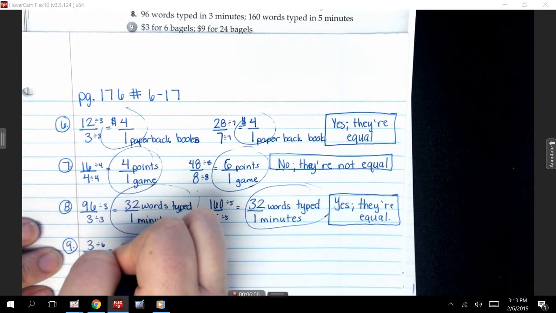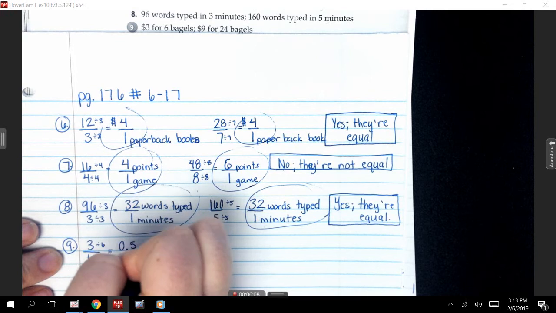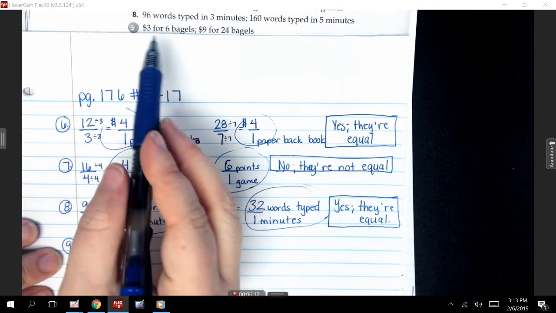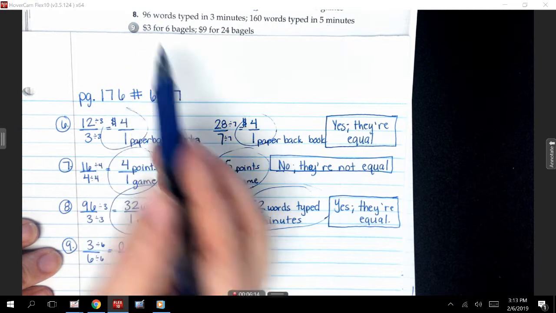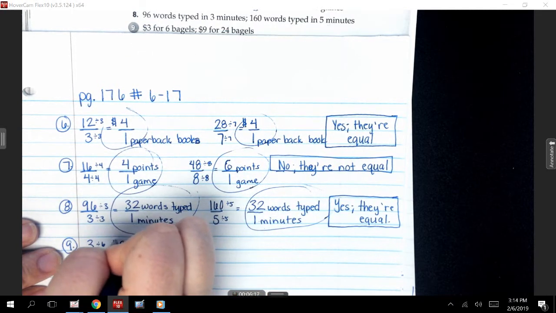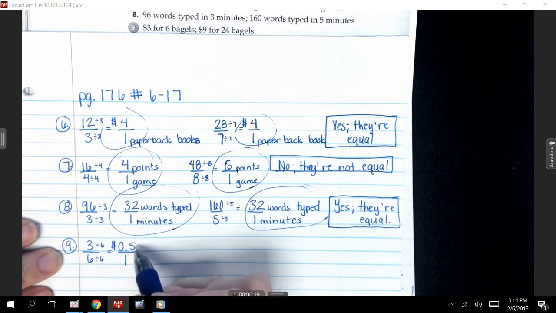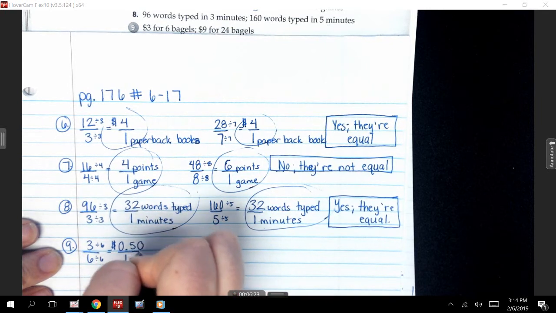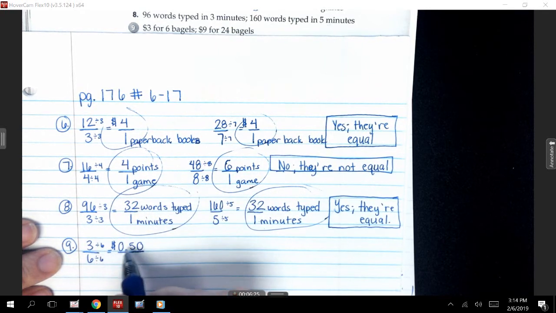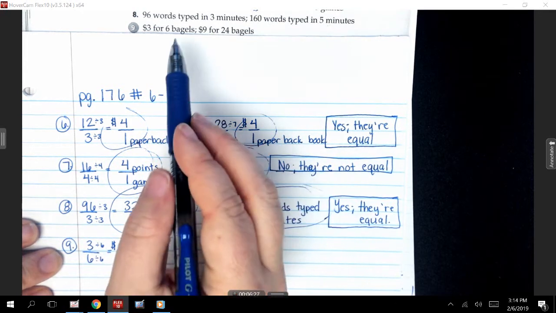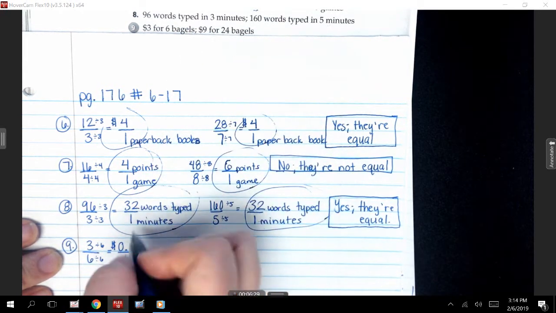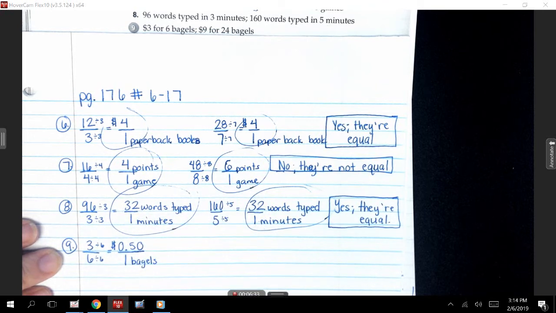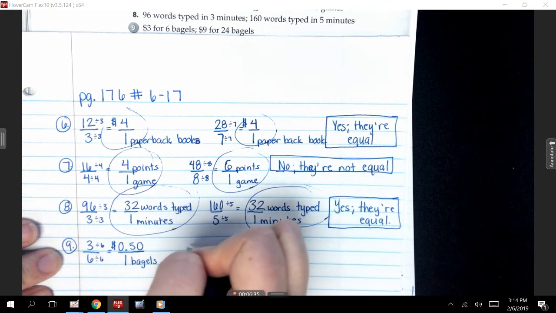3 divided by 6 is going to give you 0.5 over 6 divided by 6 is 1. Now remember, we do have to say what they're talking about. So my first number on top is money. I'm going to put money here. And today we talked about how money needs 2 decimal places. So I'm going to put 5, and I'm going to add a 0 to that. So now it's clear that that is 50 cents. And then my number on the bottom was talking about bagels. So I'm going to put bagels.